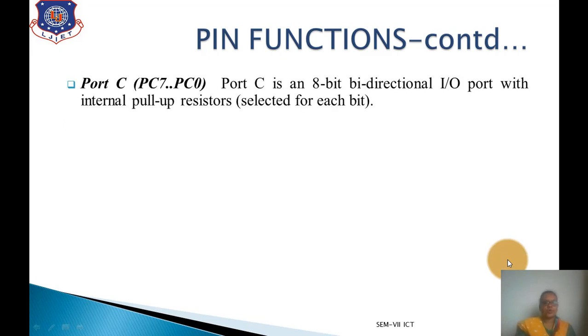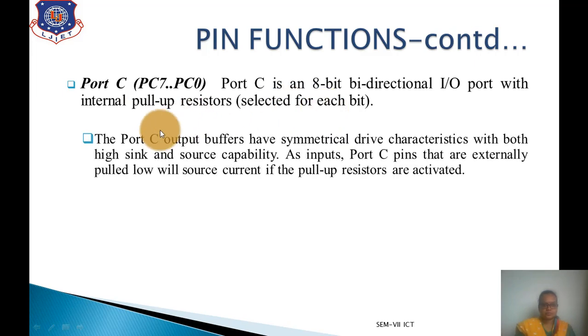Now next, that is port C. Again, port C is an 8-bit bidirectional IO port with internal pull-up resistors selected for each bit. The port C output buffers have symmetrical drive characteristics with both high sink and source capability. For port C, port A, port B and port D, the functions of the input output port remain the same. Only the alternate functions of that particular port will change.